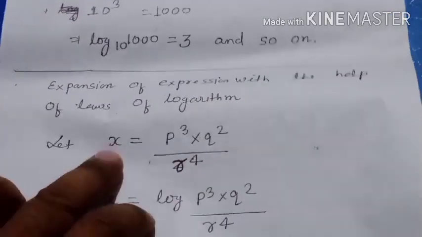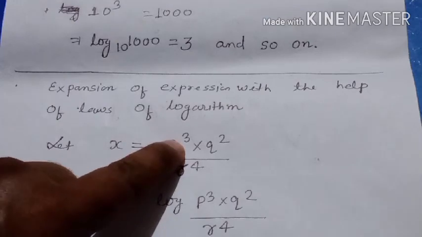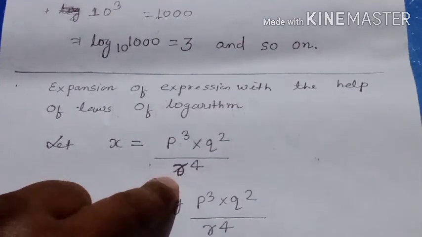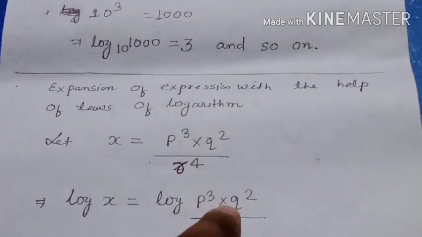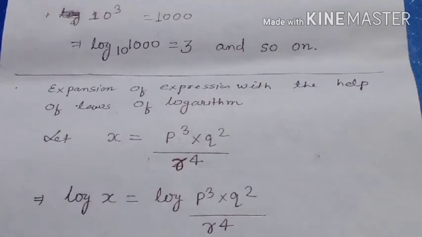Now we'll understand how to convert an exponential expression into a logarithmic expression using the laws of logarithm. For example, if x is given as p to the power 3 into q to the power 2 and r to the power 4, then what we'll do is put log on both sides.